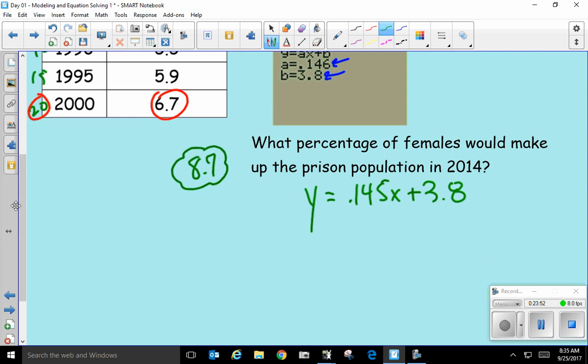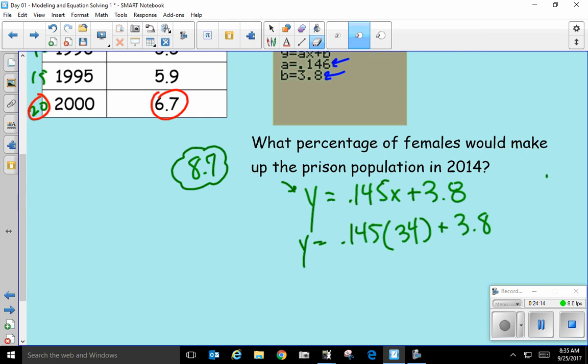Obviously, we're trying to figure this out. So y would equal 0.145 times what value of x? Why did you pick 34? Oh, you add 14, because 2014. 2014 is how many years from 1980? 34 years from when we started. That's why this is 34.